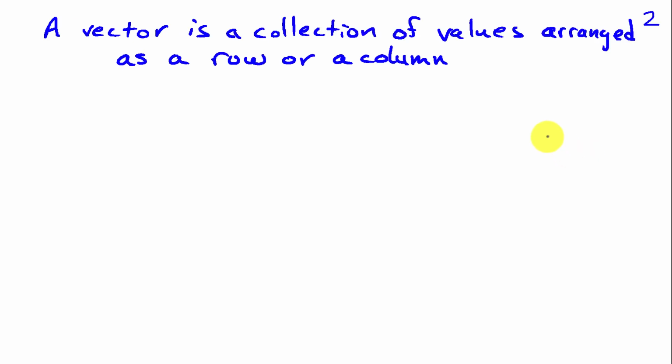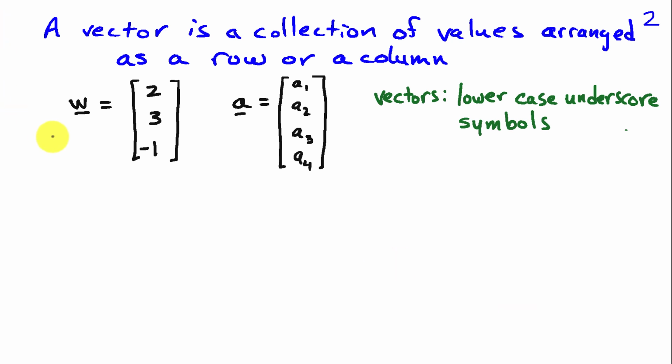So in simple terms, a vector is a collection of values arranged in a row or a column format. If I have the vector w and it has elements 2, 3, and -1, we'll stack those vertically in a column and call that a vector. Similarly, if I have a vector a who has elements a1, a2, a3, and a4, we arrange those vertically and call that the vector a.